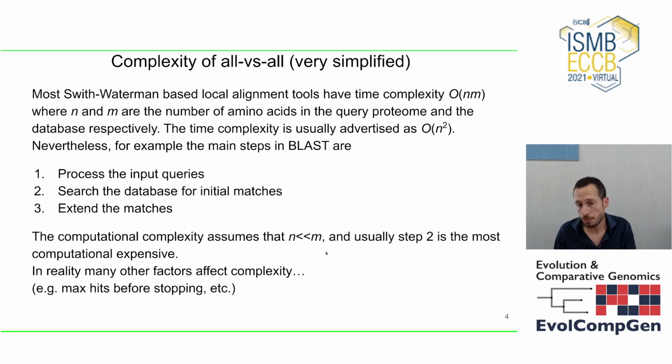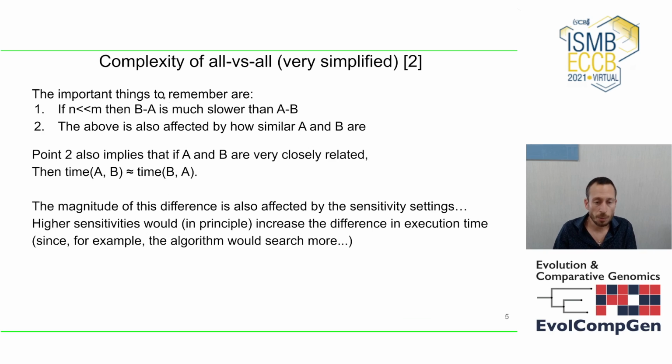But in reality, of course, there are many things affecting how long it takes. What I want you to keep in mind is that if N is much smaller than M, and we invert the alignments, for example BA instead of AB, then the execution time could be very different. This also implies that when the two proteomes, let's say again A and B, are very closely related phylogenetically, then even if you invert BA or AB, the two alignments should take almost the same execution time.